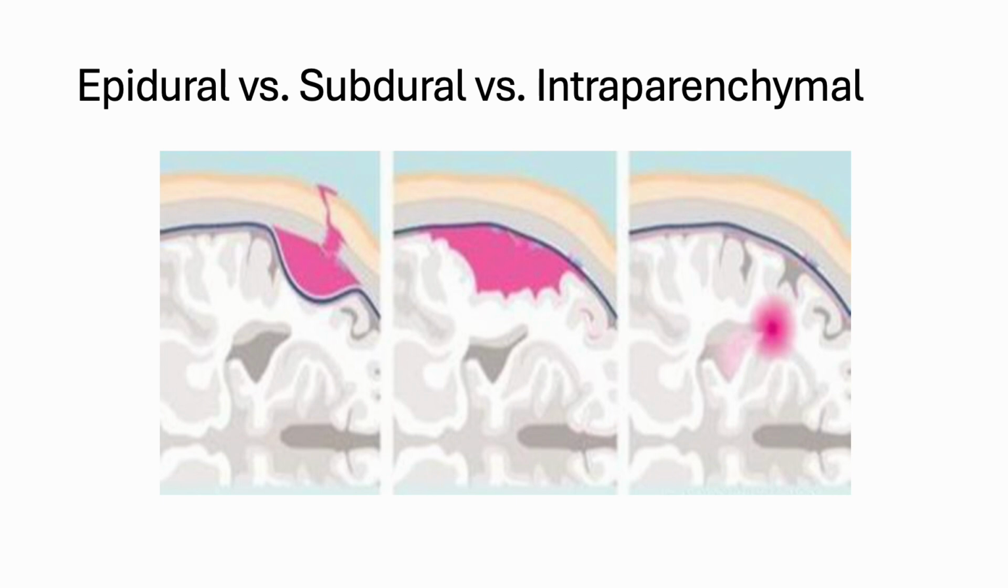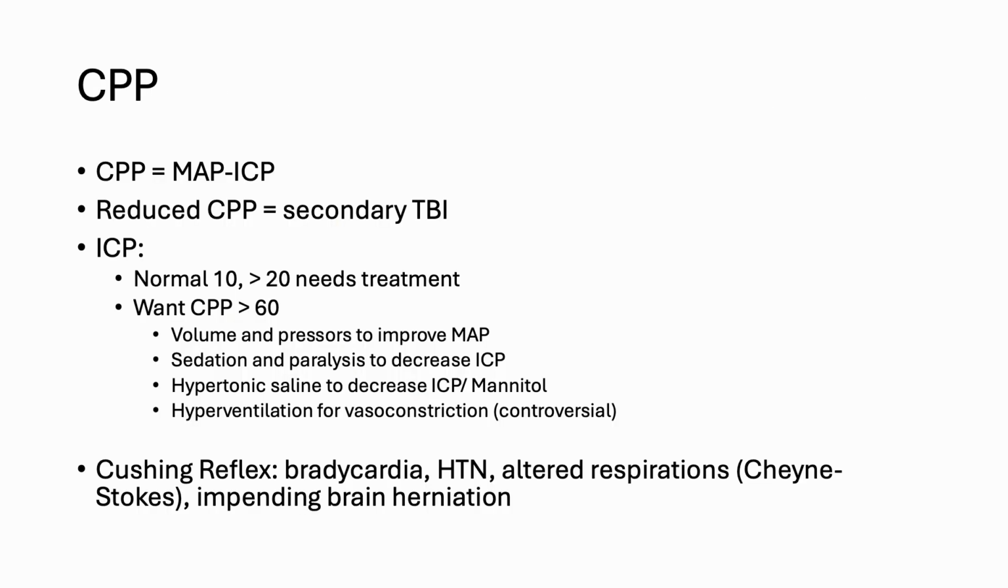intraparenchymal bleed. So for somebody with a significant head trauma, you may be asked to calculate a CPP for somebody with a bolt monitor, say in your ICU. So CPP is cerebral perfusion pressure, and this is equal to mean arterial pressure minus the intracranial pressure. Reduced cerebral perfusion pressure can cause a secondary TBI, and this essentially means less blood flow to the brain, meaning less oxygen delivery. ICP, or intracranial pressure, a normal value is around 10, greater than 20 typically needs treatment.